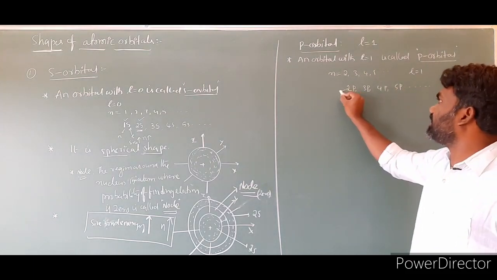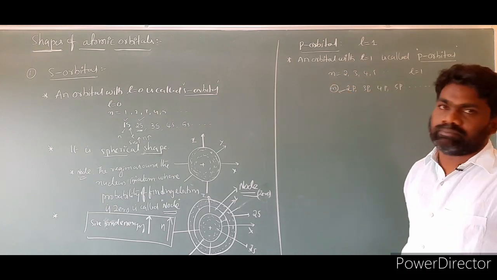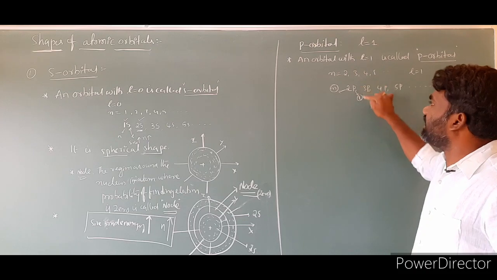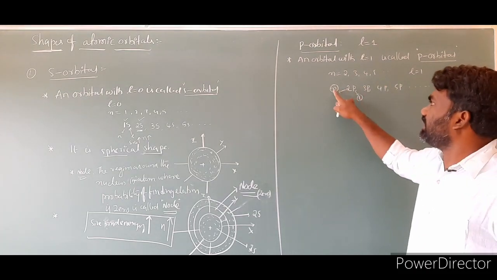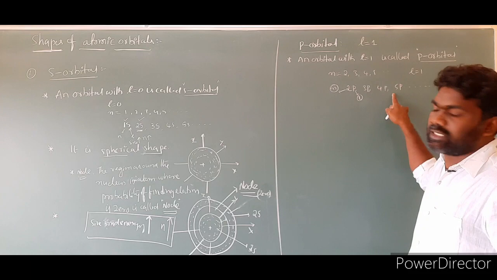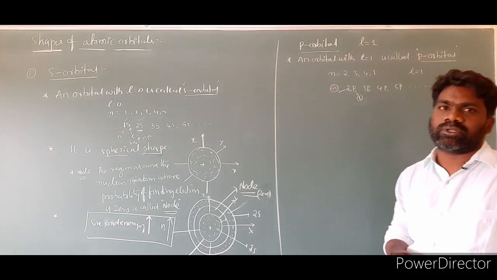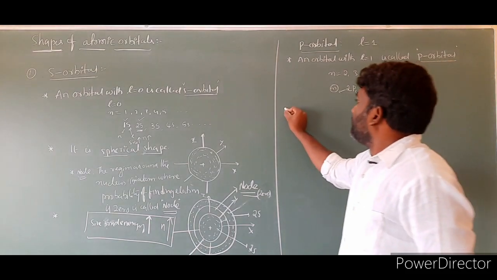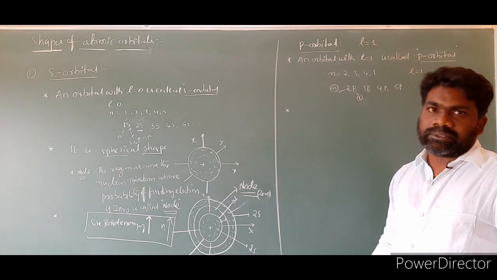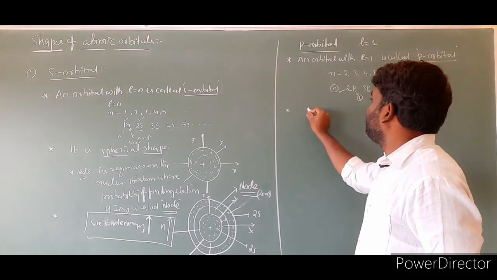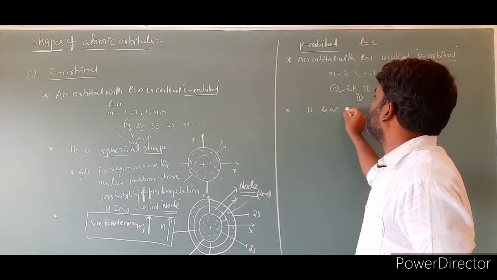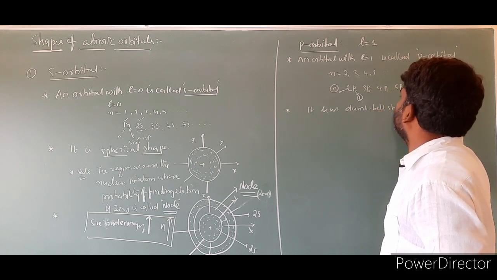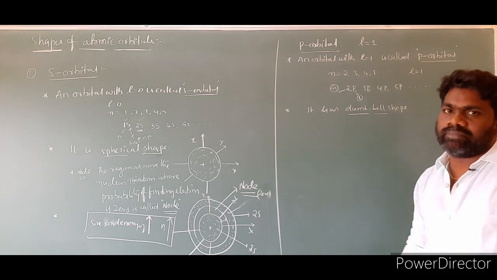Clear? So this 2 represents the n value, the principal quantum number. This p represents the azimuthal quantum number, L is equal to 1. Then the shape of the p orbital: p orbital is dumbbell in shape. P orbital has a dumbbell shape.